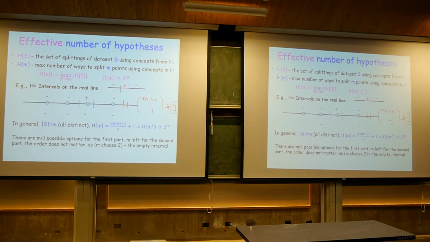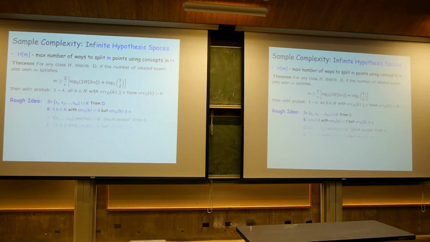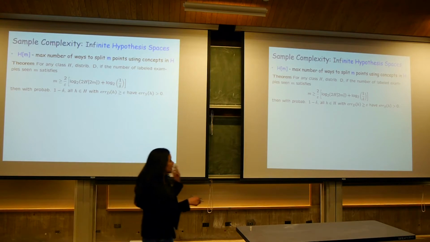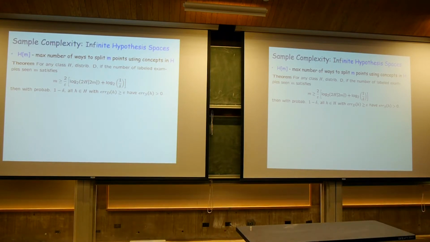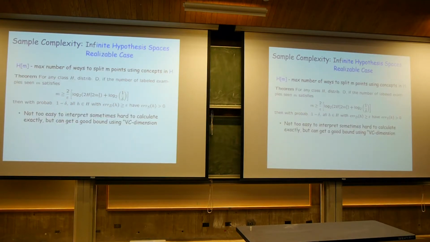Going back to the bigger picture, as I said, it turns out we can basically replace the size of H, in the case when H is finite, with this quantity: the number of ways, the shattering coefficient, the number of ways of splitting m points from my concept space when H is infinite. And that's very good because we already get a sample complexity result even in the case when H is infinite. Okay, so that's progress.